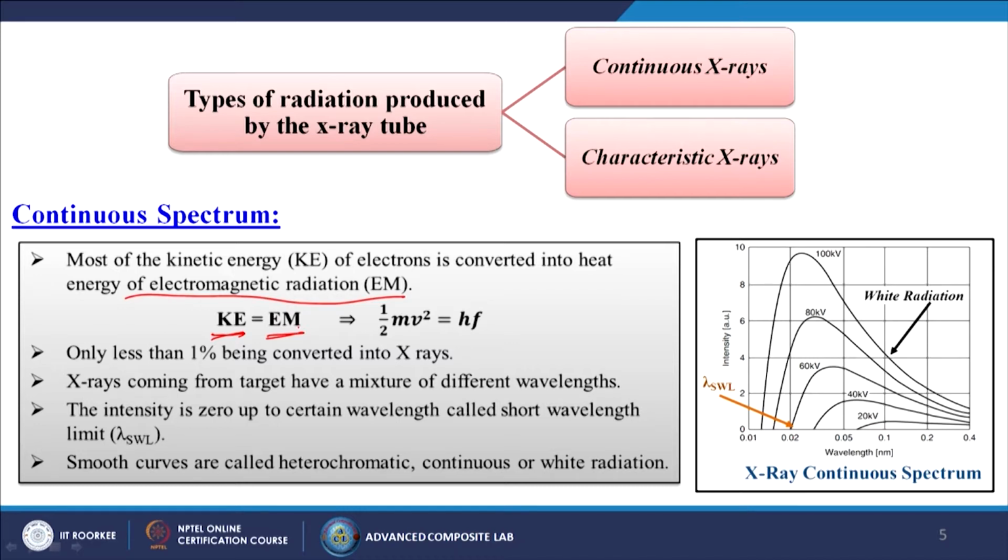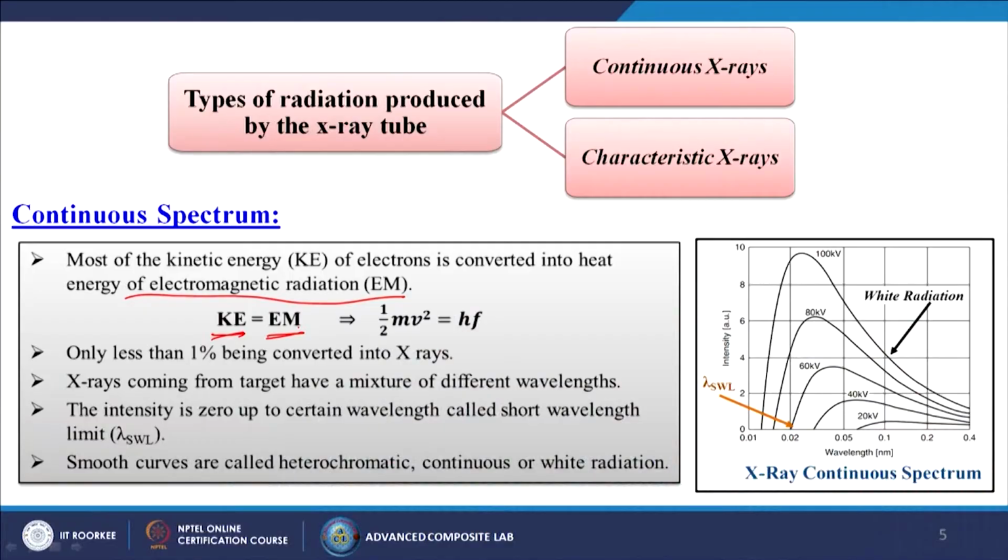So, here only less than 1% is being converted into X-rays, which means except for that 1%, the remaining 99% is converted into heat energy. The X-ray coming from the target has a mixture of different wavelengths. The intensity is 0 up to a certain wavelength called the short wavelength limit, generally denoted by lambda SWL. Smooth curves are also called the heterochromatic, continuous, or white radiations.